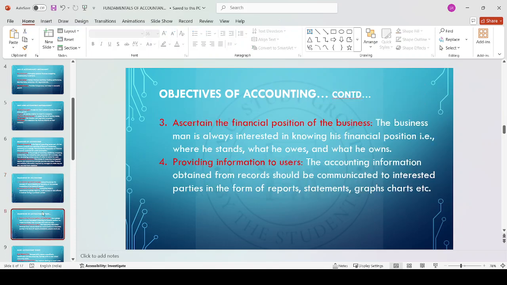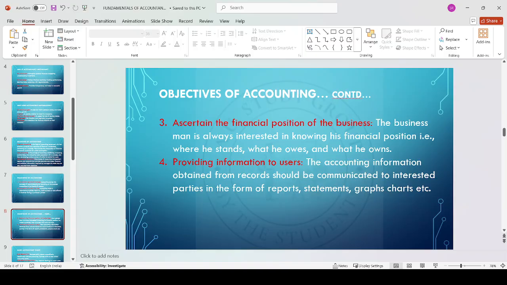Next, to ascertain the financial position of the company. Business owners and other stakeholders, for example investors, are also interested in knowing the financial health of a business at a particular point in time.